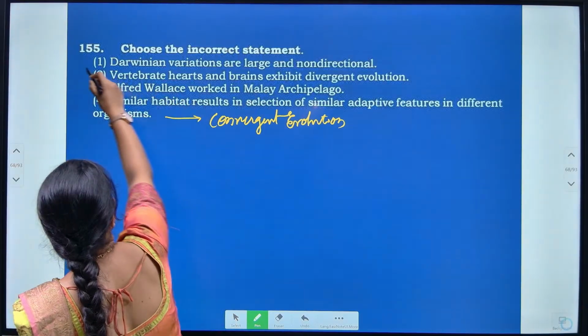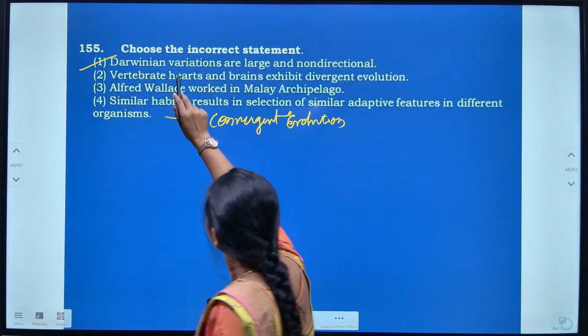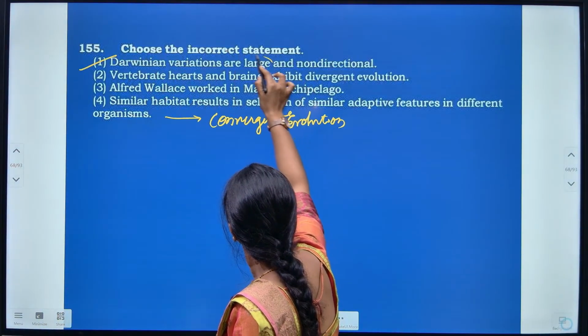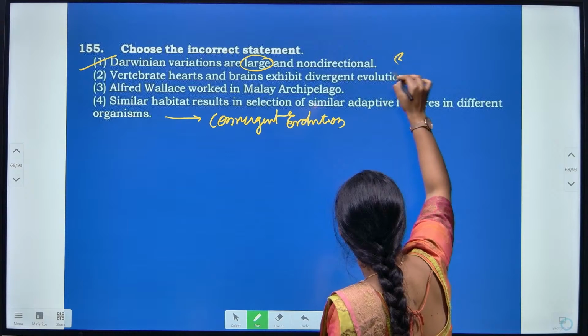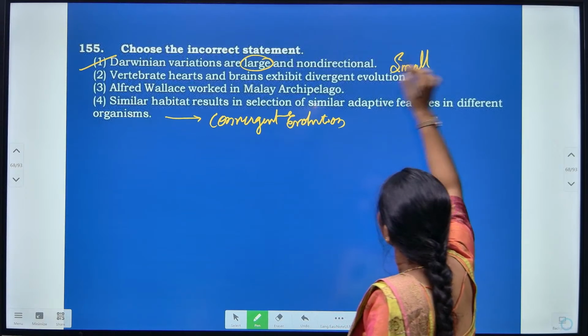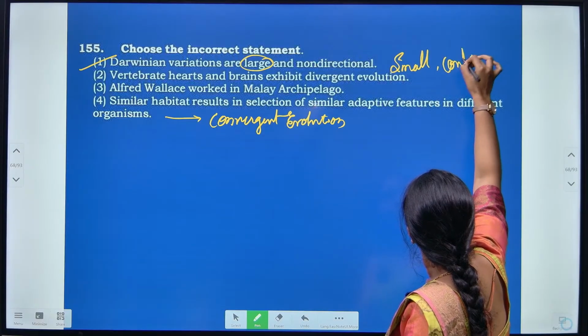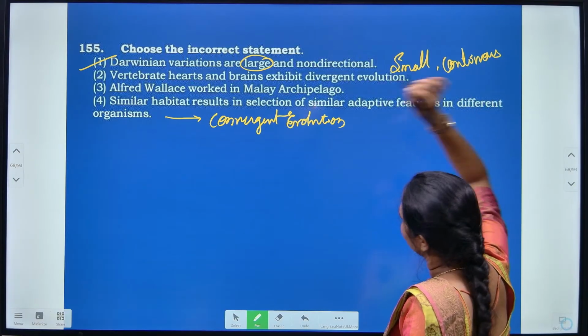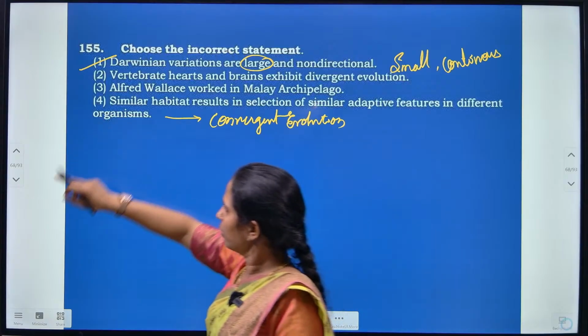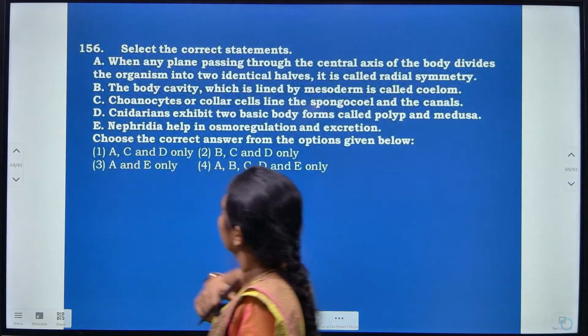So the incorrect statement is option 1, that is, the Darwinian variations are not large, they are small, they are not non-directional but they are continuous here, they are continuous. Okay, they are continuous here, right? So option 1 will be the right option, right?